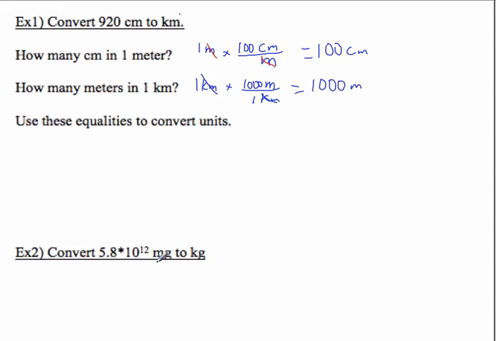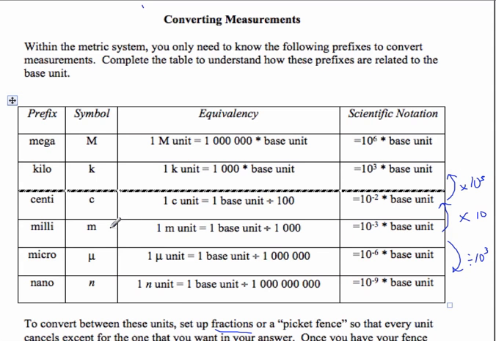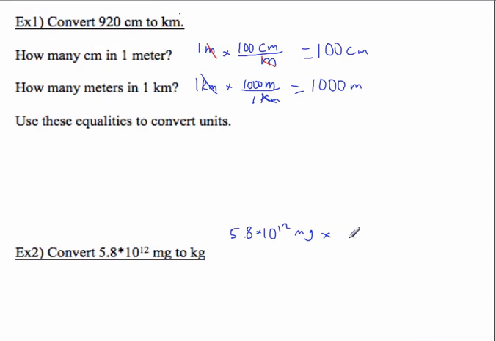Alright. Next we have this one with scientific notation. So we have 5.8 times 10 to the power 12 milligrams, and we want to change to kilograms. So I'm going to go back to my chart here. Actually, let's look at these scientific notation things here. There's 1,000 milligrams in a gram. So I want to cancel the milligrams, and there's the grams.